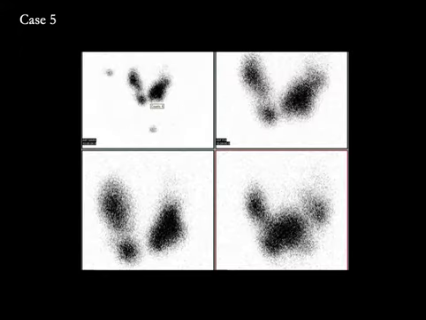Here is another appearance of solitary toxic nodule, where the nodule occupies almost the entire right lobe of thyroid, with suppression of uptake in the entire left lobe of thyroid. Case number 5 shows another pattern which we call toxic multinodular goiter, or Plummer's disease. Here we have multiple nodules in both lobes of thyroid which show increased uptake. The uptake value is more than 30%, and these patients are also good candidates for radioactive iodine therapy.